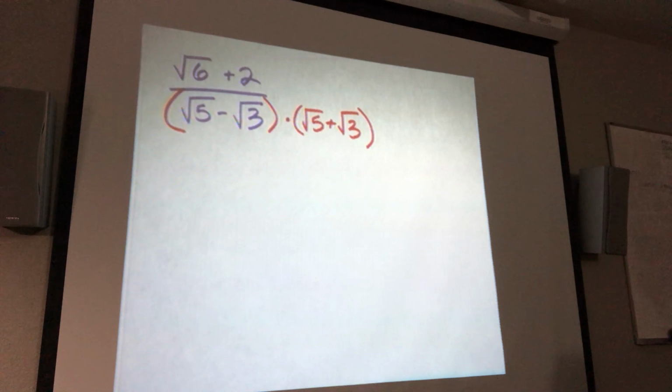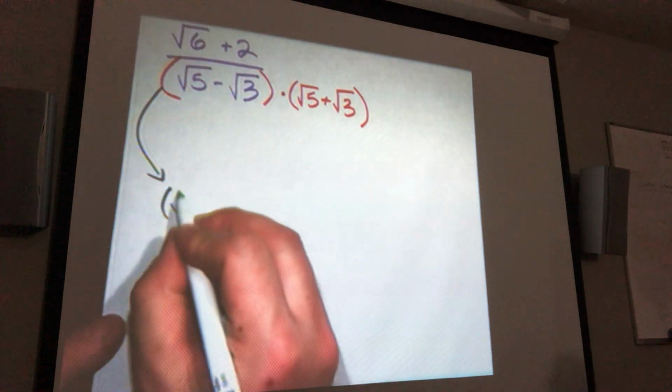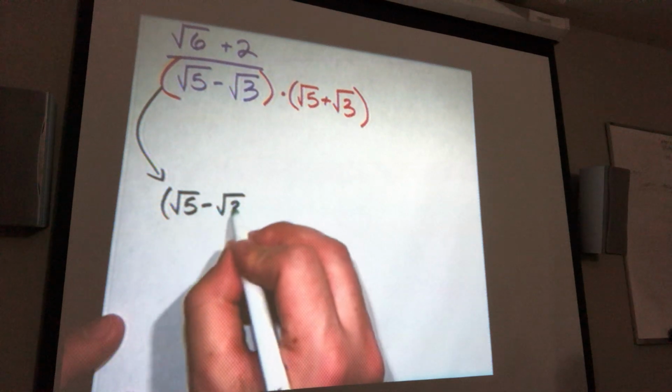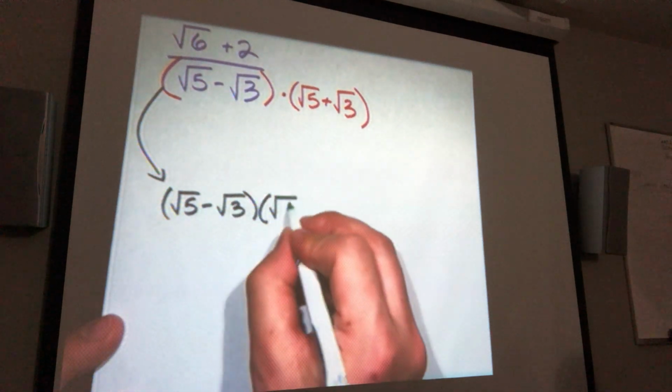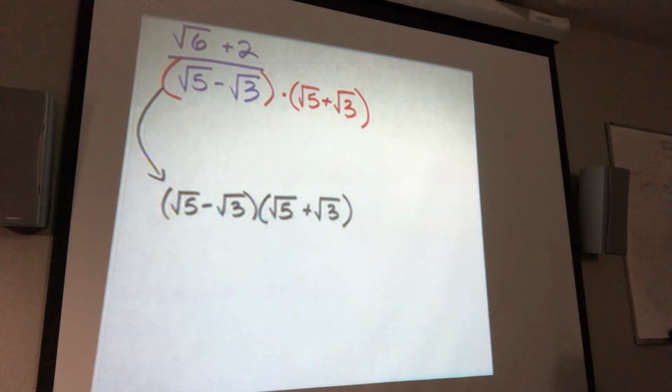I know multiplying by the conjugate is going to get rid of all of the square roots, but it is going to require me to do a little bit of math. So let's come down here and multiply it out using the distributive property. All right, here we go.